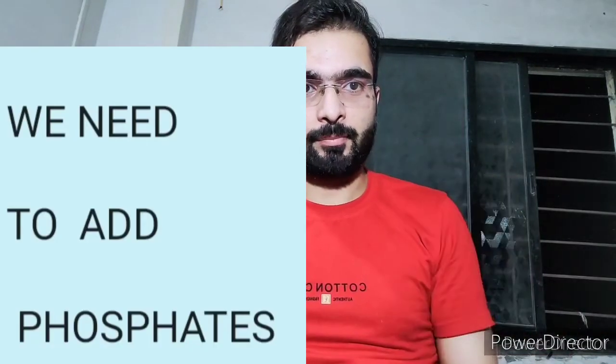What we are going to do is add phosphates. Phosphate is an energy molecule. Whenever we add phosphate to any compound, it results in the release of a lot of energy. For example, we have adenosine. Adenine plus pentose sugar results in adenosine. So we have adenosine. We are going to add one phosphate to the adenosine. What will it form? Adenosine monophosphate.